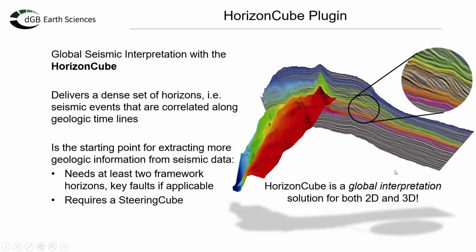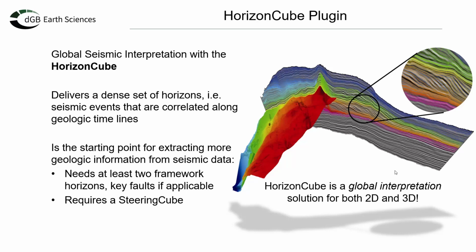Now, what is the HorizonCube? The HorizonCube is the DGB proprietary global seismic interpretation plugin. It gives you a dense set of automatically interpreted horizons within at least 2 framework horizons. We also do need key faults if those are present in your data.